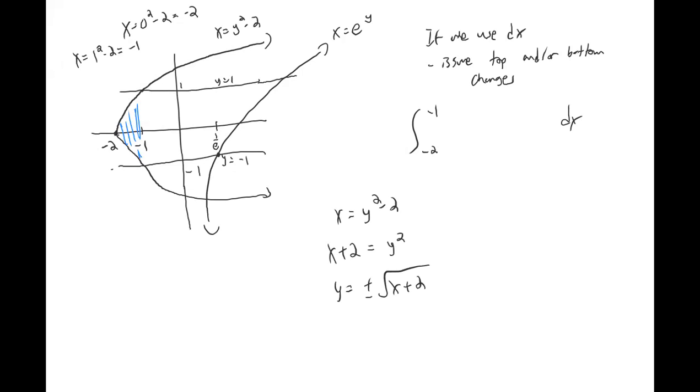Now, which one's the plus part? Is it the top part of the parabola or the bottom part? Which one's the plus square root of x plus 2? Good, so the top part. And the bottom part is the minus. Again, it's top minus bottom, so it's root x plus 2 minus negative root x plus 2. In this case, it's just plus plus. Does everyone agree so far? No issues.